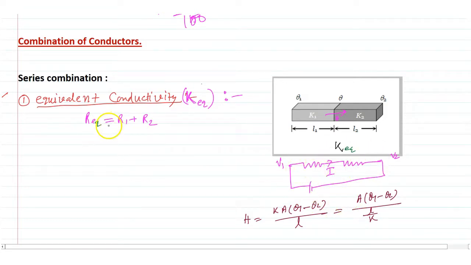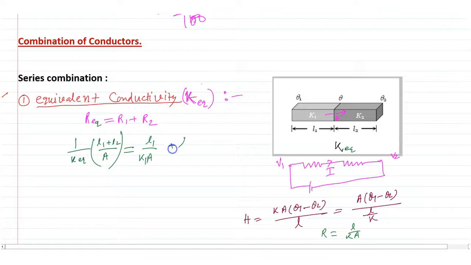Then R equivalent, you know, R equals rho L by A, and rho means 1 by K. That means 1 by K equivalent into length, which will be L1 plus L2, by area A. R equivalent is R1 plus R2, where R1 means rho L by A, so L1 by K1 A plus L2 by K2 A.